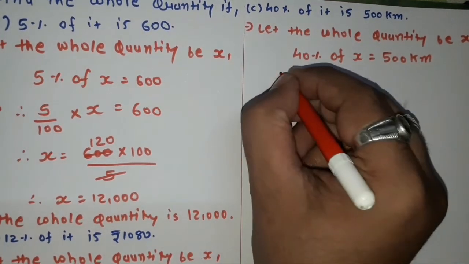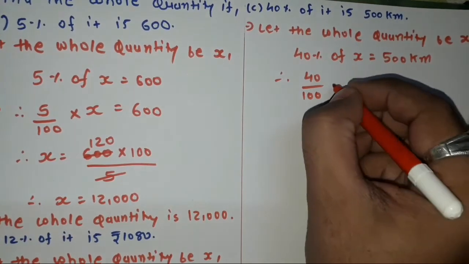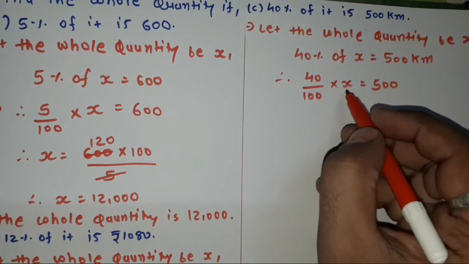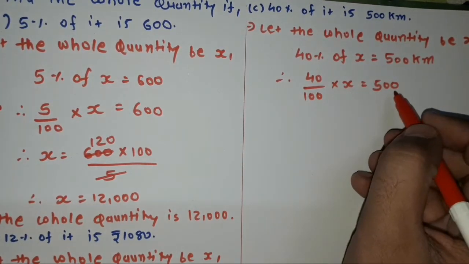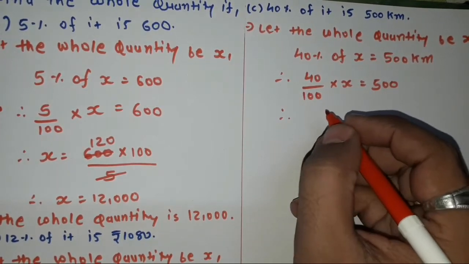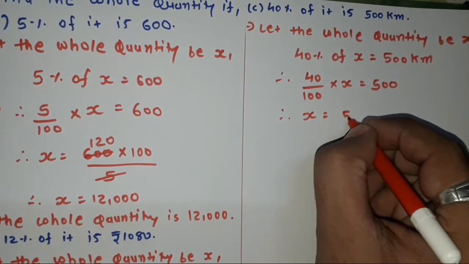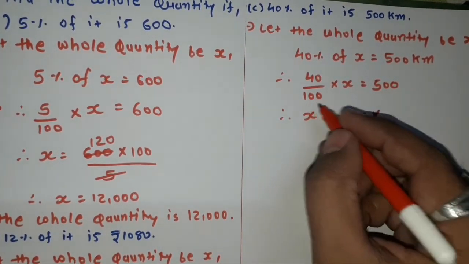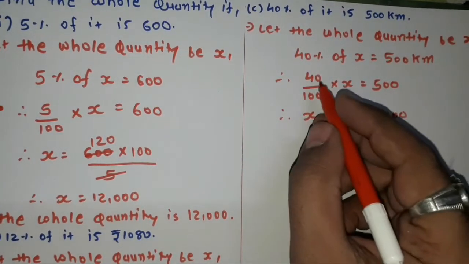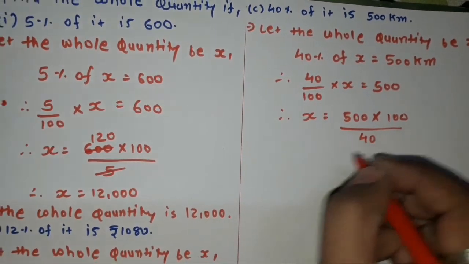To remove this percentage, what will I do? I will divide this 40 by 100, multiplied by x, is equal to 500. This statement shows that 40% of x is equal to 500 kilometers, as the question suggests. Now I have to find the value of x. So for that, I will write x is equal to 500 multiplied by 100, because 100 is in division, and if I change its side, it will be in multiplication. Similarly, this 40 is in multiplication; if I change its side, it will come in division upon 40.